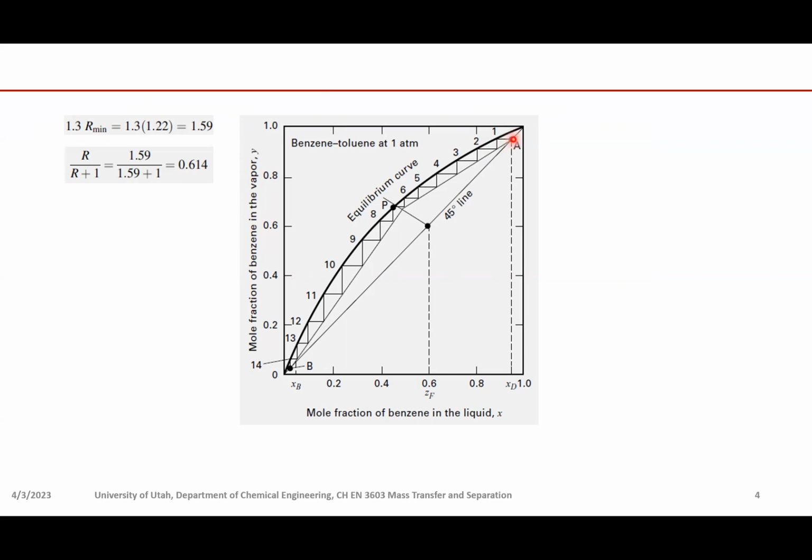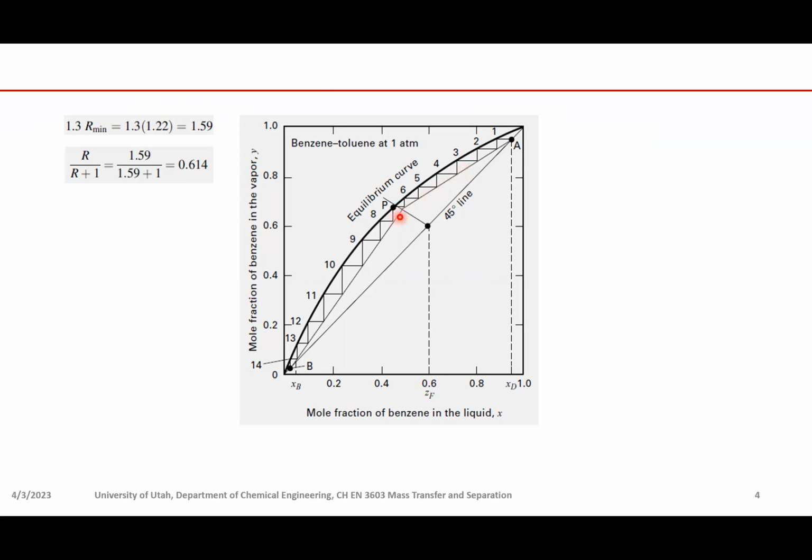Then you can plot a straight line starting from the distillate composition with a slope of 0.614. You get a straight line. That straight line will cross the Q line at this point. Then that gives you the operating line for the rectifying section.